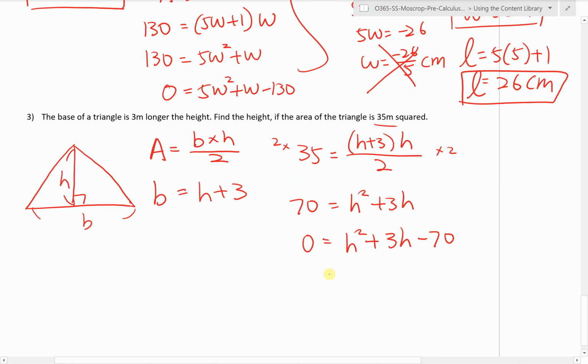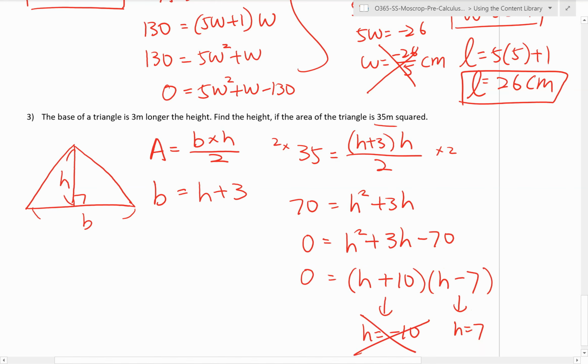minus 70, this is a simple trinomial. I'm thinking about two numbers that multiply to negative 70 and add to 3. They would be positive 10 and negative 7. So that's how you factor this one right here. And this is easy. That means h is either equal to negative 10 or h is 7. Obviously, again, height cannot be negative 10 meters. So we know that the height is going to be 7 meters.